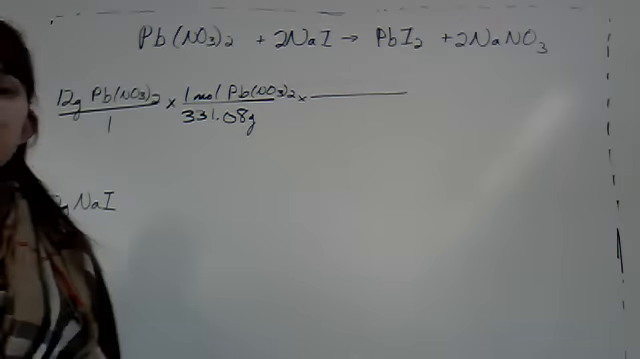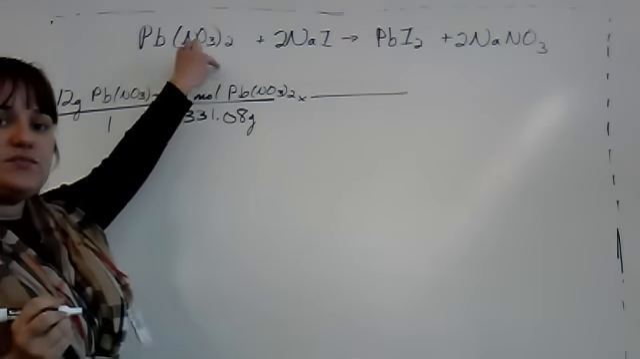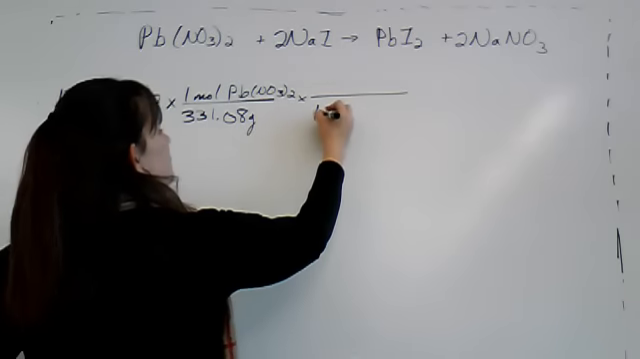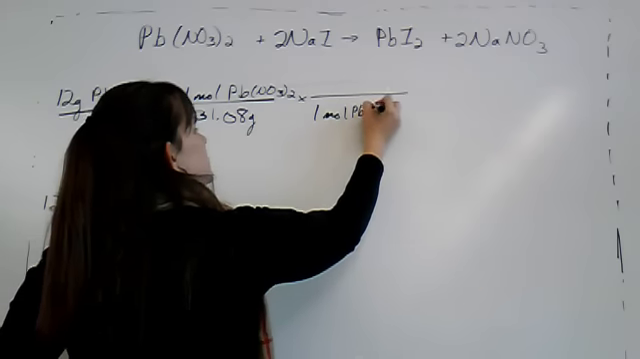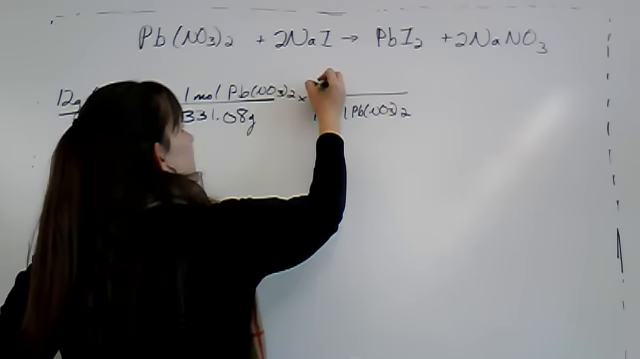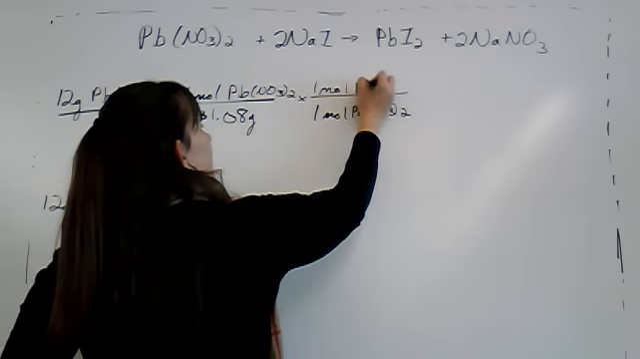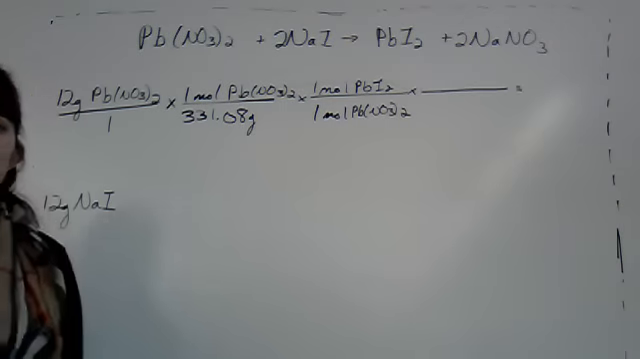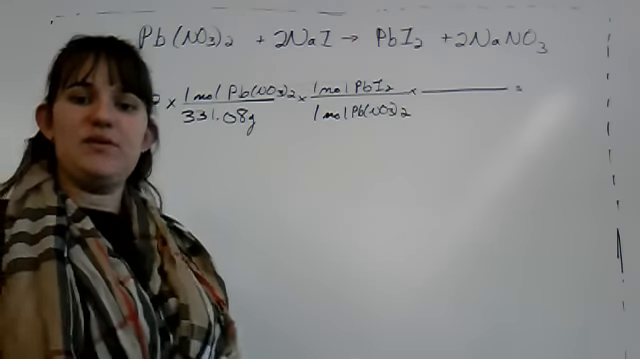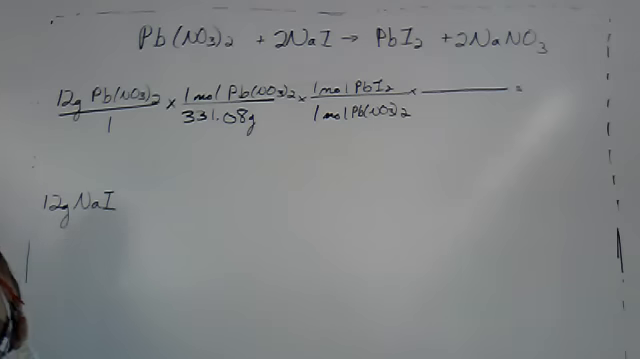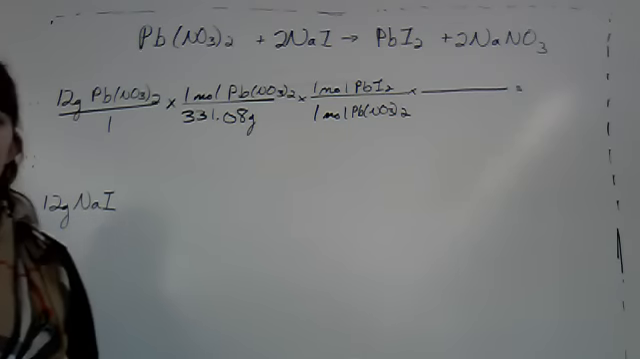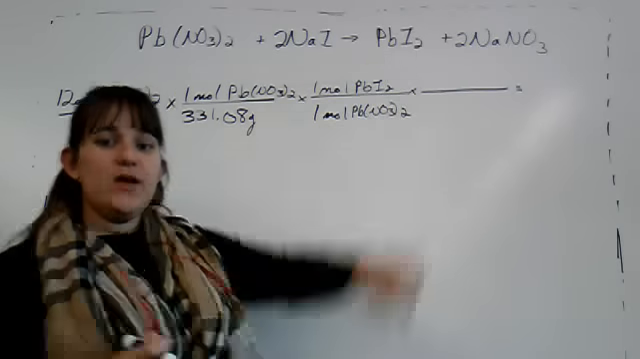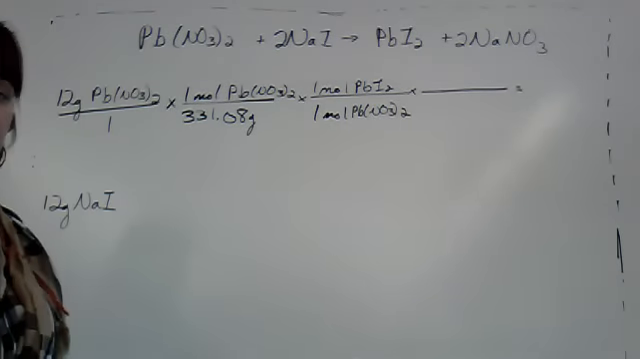Alright, so now that we're in moles, we're going to use our mole ratio. Since this is moles of lead-2 nitrate, we're going to put moles of lead-2 nitrate down here. So for every mole of lead-2 nitrate, we have 1 mole of lead-2 iodide. And the reason that I'm going to lead-2 iodide is because that's what the question asked me about. It said if we have 12 grams of lead nitrate and 12 grams of sodium iodide, how much lead iodide can we make?